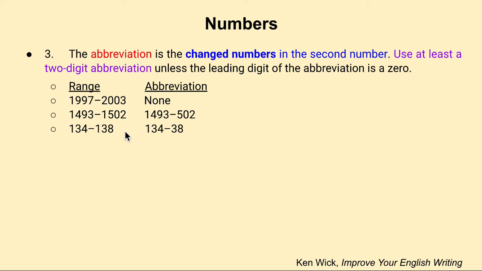134 to 138, the abbreviation is just the change numbers, but the change number is just 8, and you need to use at least a 2-digit, so it would be 38. Even though it's the change numbers, remember, use a 2-digit abbreviation. 258 to 277, the change numbers are the last 2, so you just write the last 2 here.